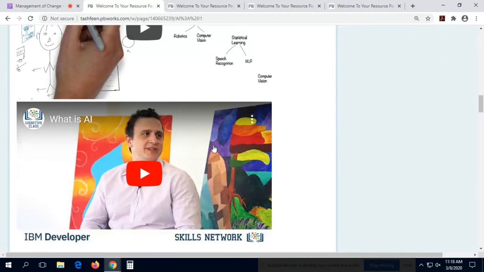What is AI? If someone says, all right, define what is AI. Yes, there are definitions like that for AI, but not everyone has agreed on a single definition. It is not like that.